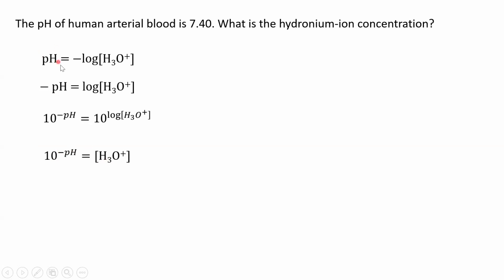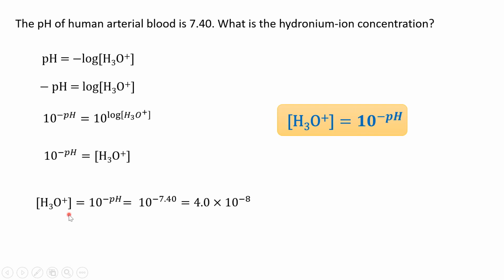You don't have to ever show all the work that's up here. I'm just showing you how we went from our pH equation to our hydronium ion equation. You don't ever have to derive it though. Just put it in your list of equations. Okay, so there's our equation. Hydronium ion concentration will equal 10 to the negative pH. So in this case, our hydronium ion concentration will equal 10 to the negative 7.40.